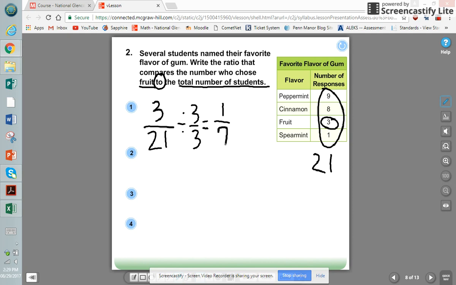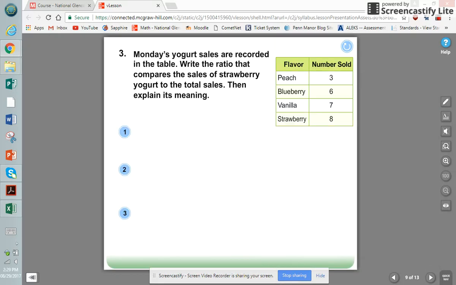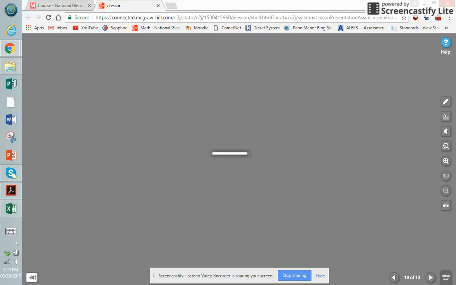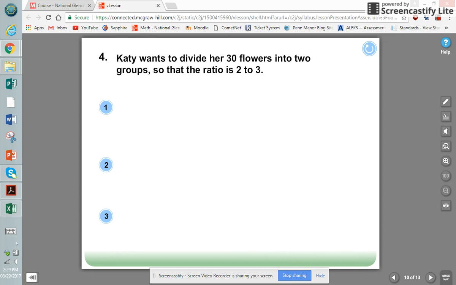All right, one more type of ratio problem that we did today. This type is where we're given a ratio and we need to break a group into that ratio. In this case, Katie wants to divide her 30, that's an important number, underline that, flowers into 2 groups so that the ratio is 2 to 3. To me, a great strategy for figuring this out is to draw it, and let's see how we can fit flowers into different containers.